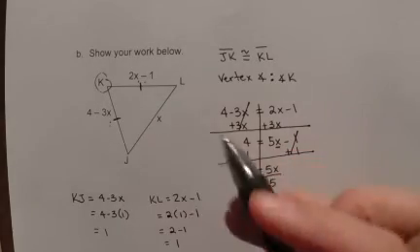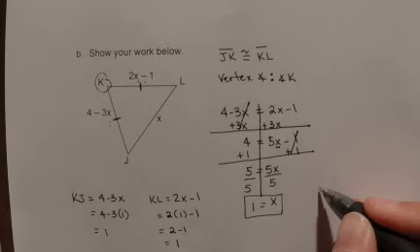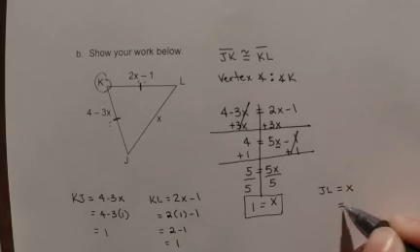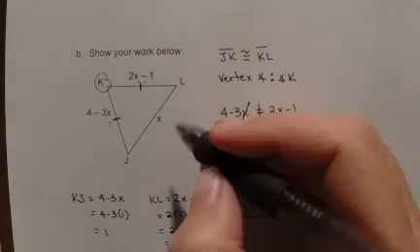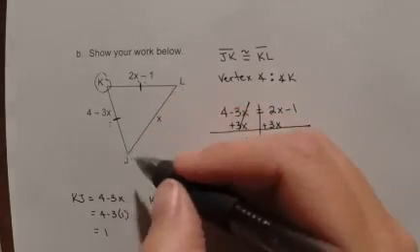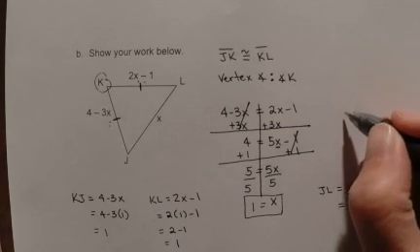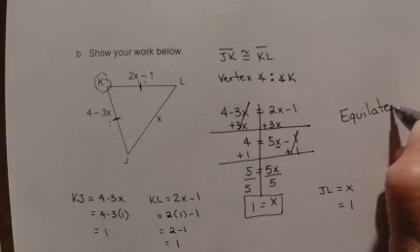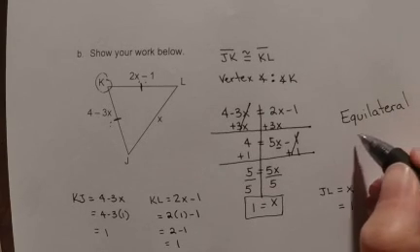So now let's check the last one. The last one is JL. Well, it's just equal to x. Well, x is 1. So that means this one is also 1. So all three sides are equal to 1. That means this triangle is equilateral. We don't know anything about the angles, so it's just equilateral.